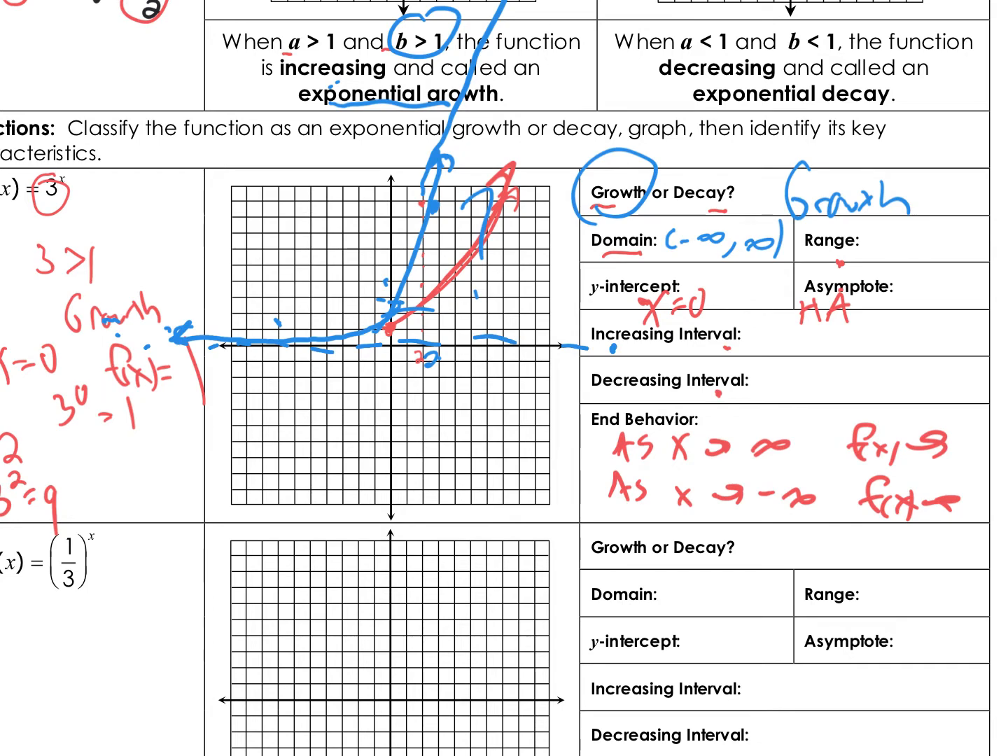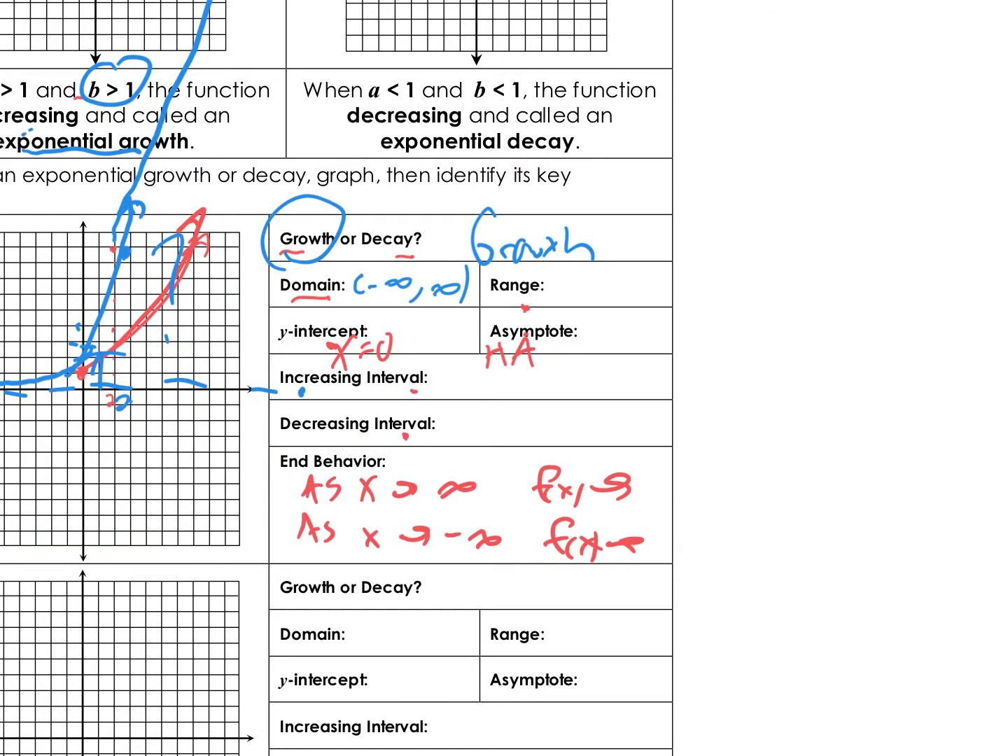Now, the range is the y values, and we know that I have a horizontal asymptote at y equals 0, but it does go up forever. So what I'm going to say is it cannot equal 0, but it can go up to infinity, but it can't be equal to infinity either. And the y-intercept would be (0, 1). And the asymptote is y equals 0.